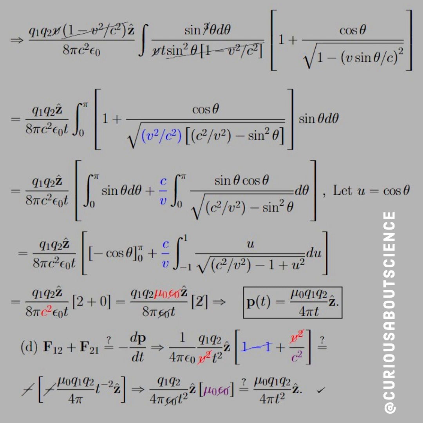But does that equal the rate of change of the momentum that we see? The negative signs cancel from the power rule on the t. And once we substitute in c squared for mu naught epsilon naught, the epsilons cancel. And yeah, we're left with the exact same thing. Wow, okay. For as messy as this thing was, that's a very nice result.